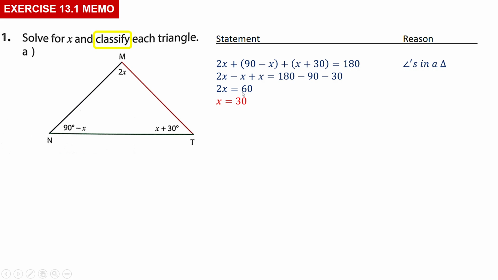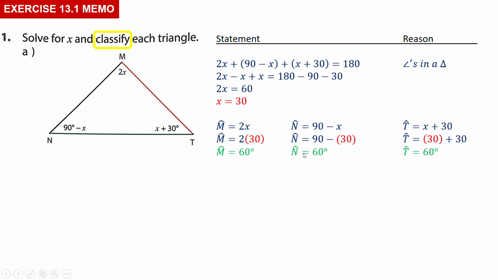They don't only want me to solve for x, they also want me to classify the triangle. So in order to classify the triangle, I need to work out what the angles are. If I have a look, m is equal to 2x, etc. So I know that x is equal to 30, so if I substitute 30 wherever there's an x, I'm going to find that m is equal to 2 times 30, which is 60. I find that n is also 60 and t is also 60. So all the angles are equal to 60, which means it must be an equilateral triangle, because in an equilateral triangle all the angles are equal.